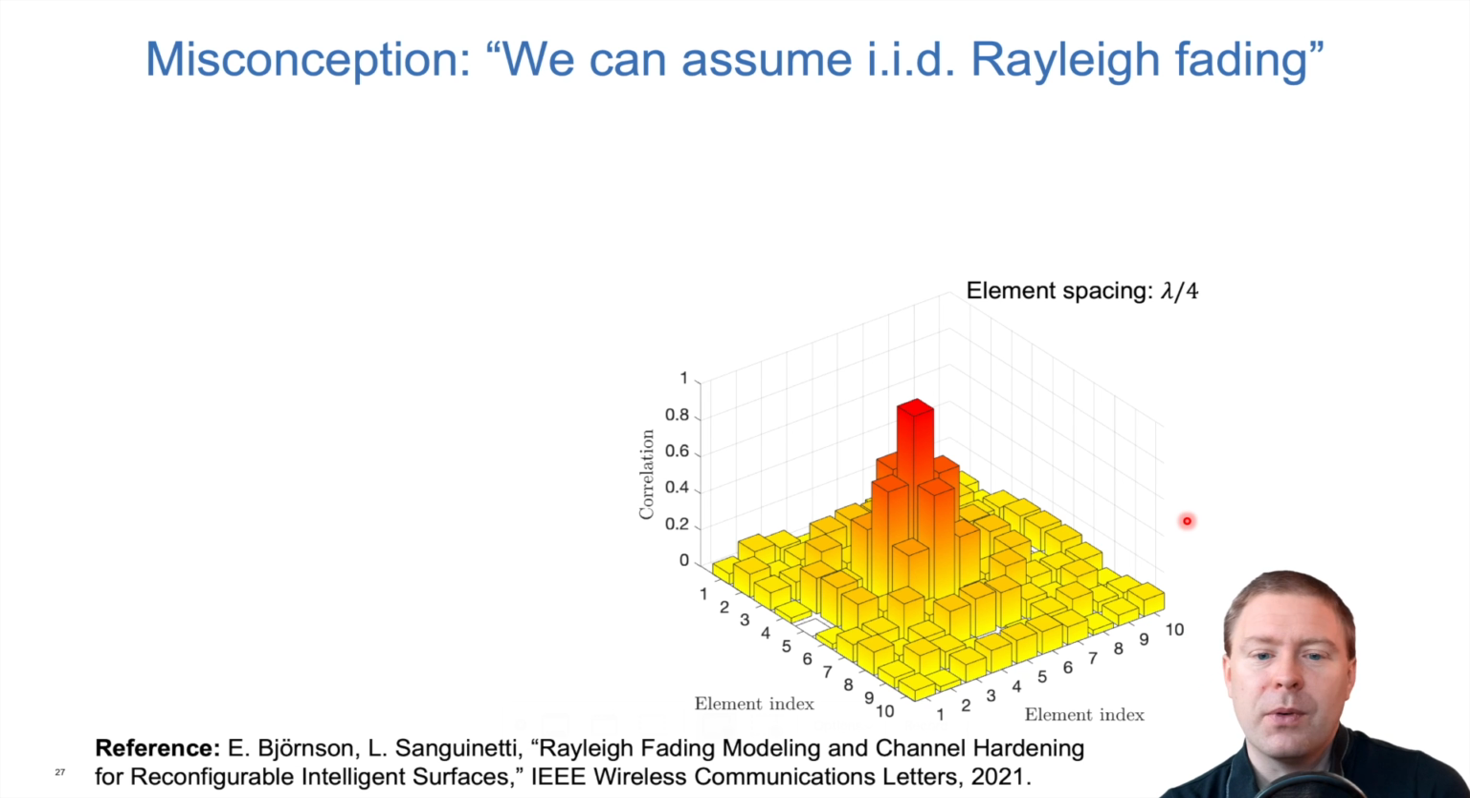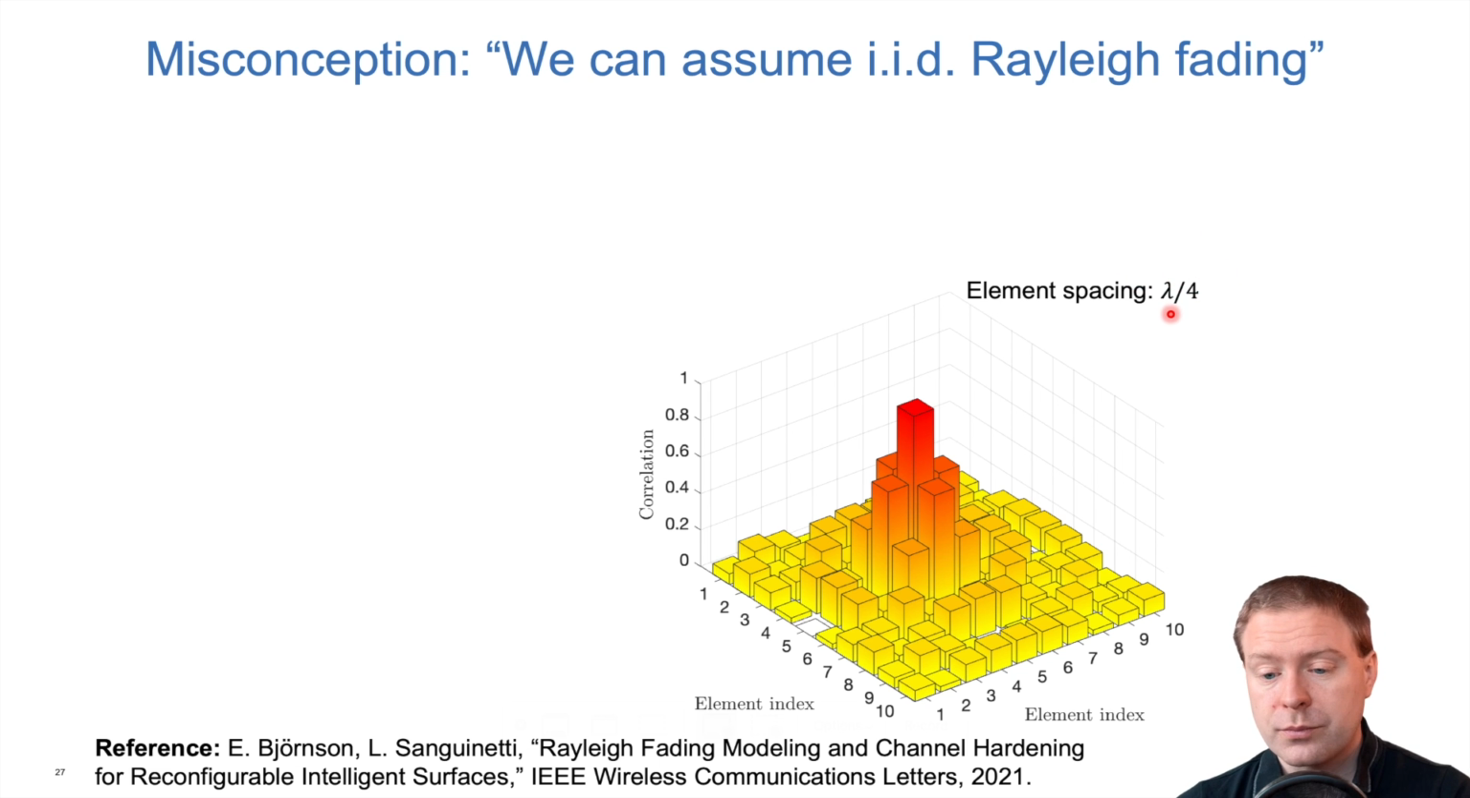Despite this, you can find many papers on this IRS topic that say that we assume IID Rayleigh fading. And the problem with this is that it doesn't really happen, particularly because IRS is characterized by having elements that are small. Element spacings, in particular, like lambda over 4. Now I am considering one particular element. I have 10 by 10 elements. I am considering element 5,5, so on row 5 and column 5.